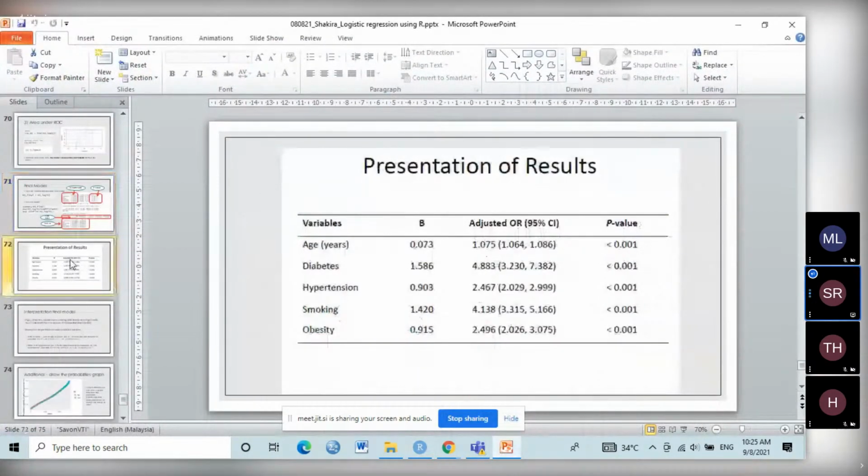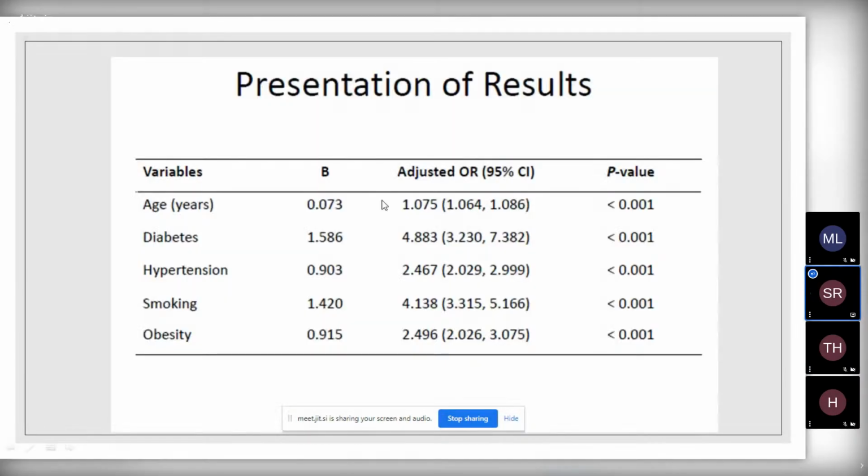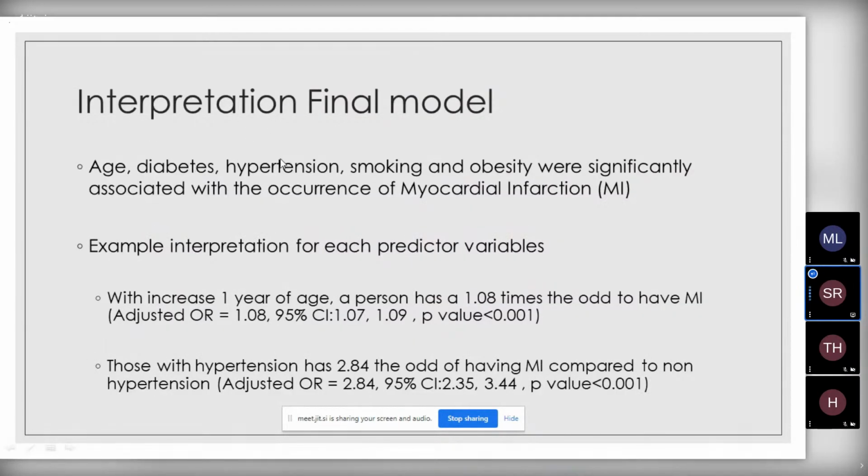So kita tengok macam mana nak present dulu. So ni adalah cara untuk kita, contoh lah untuk kita present logistic regression. Mungkin kita boleh letak kat sebelah dia punya crude. Simple logistic and multiple logistic. Yang penting ada beta, this is a coefficient, beta coefficient. And then odds ratio, the exponential of the coefficient, dia punya CI and p-value. Kita tengok kat sini semua significant and dia punya odds ratio adalah more than 1, which is dia adalah risk lah. So kita boleh kata age, diabetic ni the type, age, hypertension, smoking and obesity was significantly associated with occurrence of myocardial infarction.